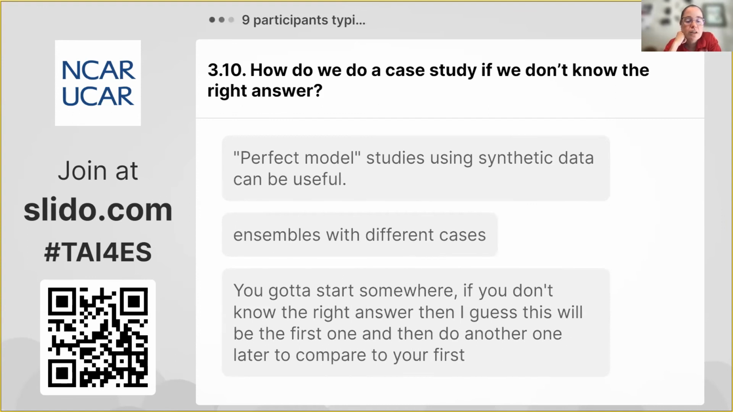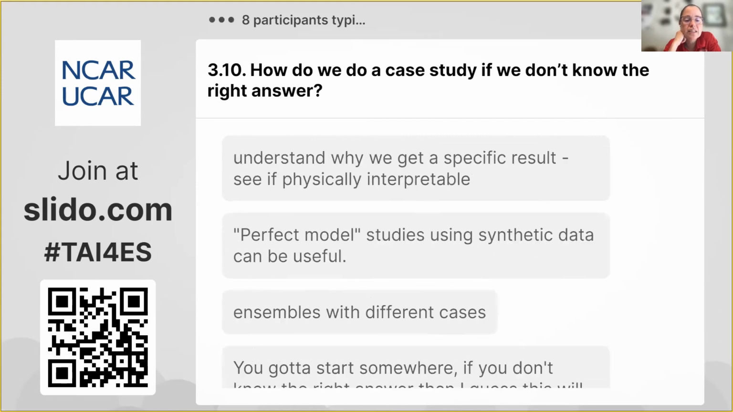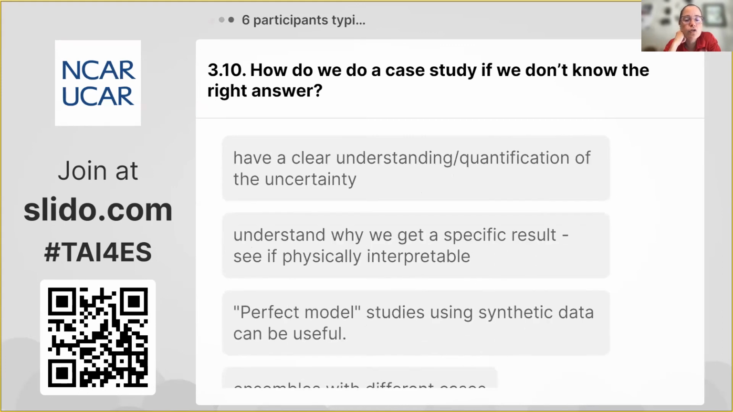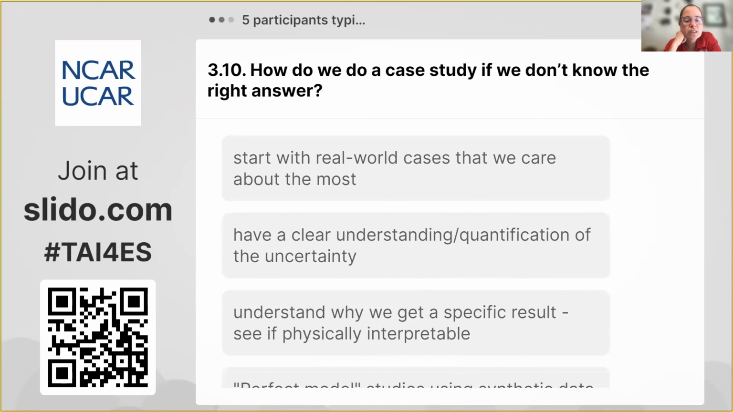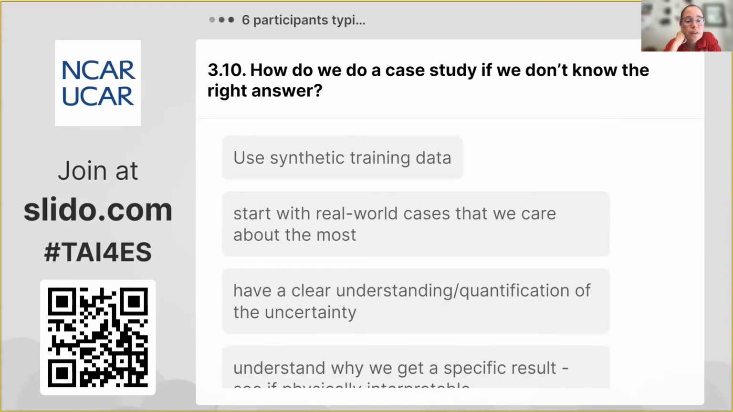It's a good start. Ensembles with different cases. I think that gets to the answer we had in the beginning of using different models. Perfect model studies using synthetic data, that's good. XAI, I like somebody's bringing in the XAI. Use synthetic training data, so very similar to the one we just had. Start with real world cases we care about the most.